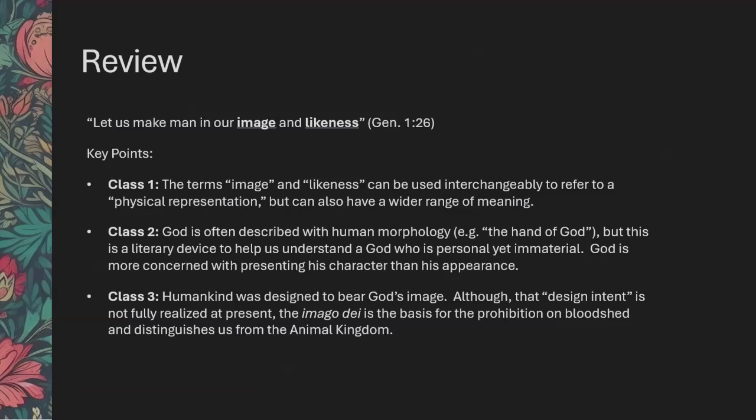I should acknowledge also that some have suggested that image and likeness have specific meanings relative to one another as well. So my conclusion was that they're interchangeable, but I think there are other views on that as well.